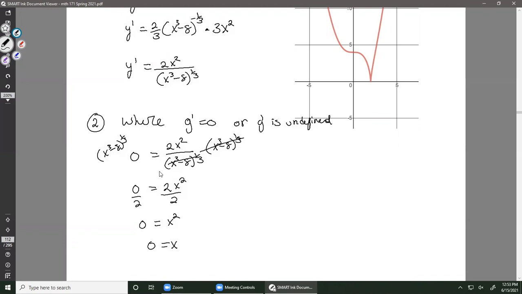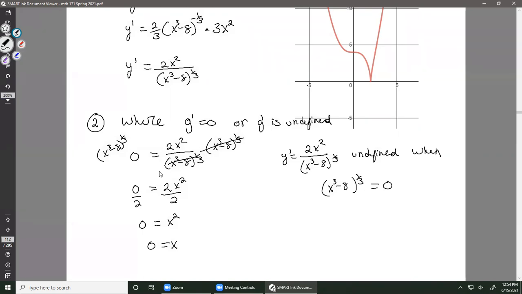So what we're going to do is take G prime, which is 2x squared over (x cubed minus 8) to the 1/3. And that's our y prime. And that is undefined when (x cubed minus 8) to the 1/3 is 0. So it's when I'd be dividing by 0.